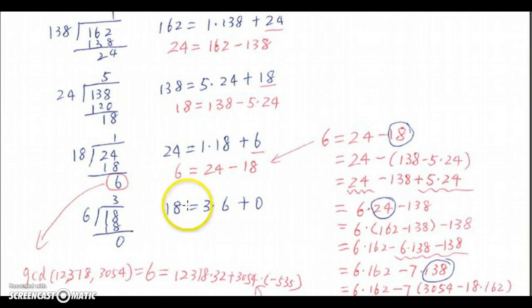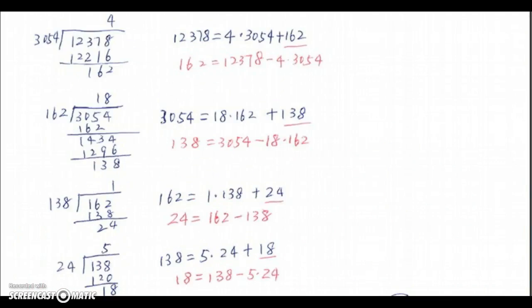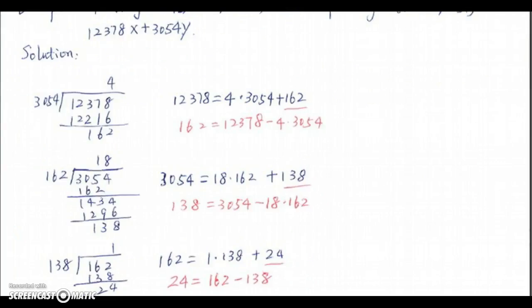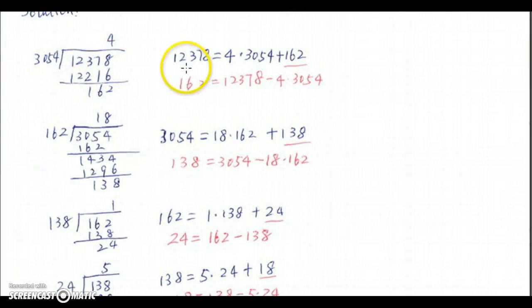And for the second part, we want to write 6 as the first number times an integer plus the second number times an integer. So how do we find x and y, these two integers? We start from the beginning. We have all these expressions here.